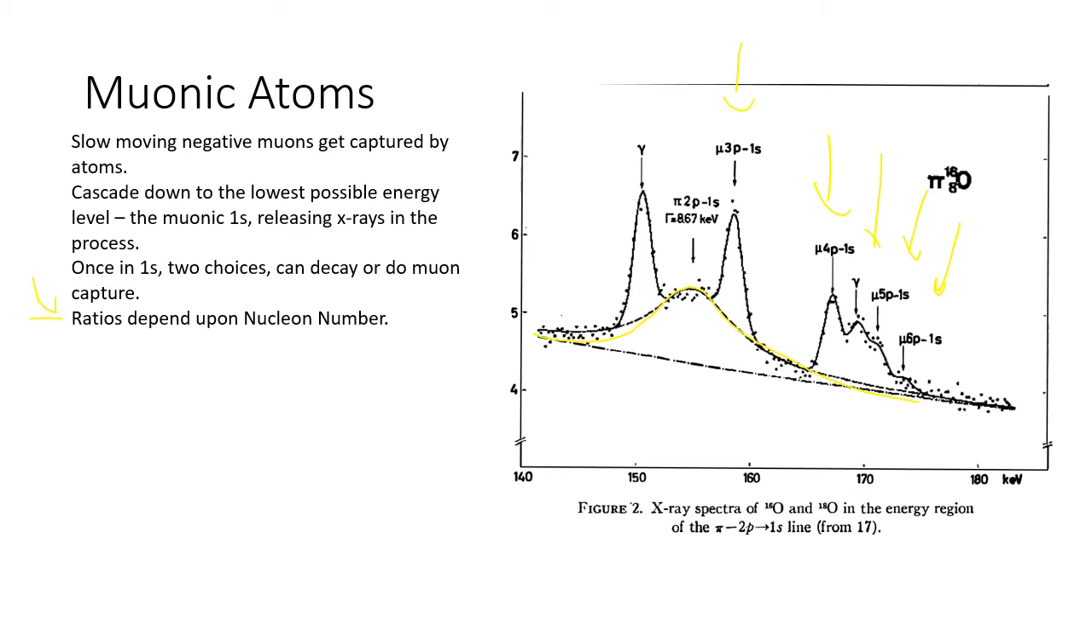The higher the nucleon number, the more likely it is for the negative muons to capture onto the nucleus. And so for lightweight nuclei, the muon is probably more likely to just decay away and therefore fire out a decay product that the Italian experiment could then detect.